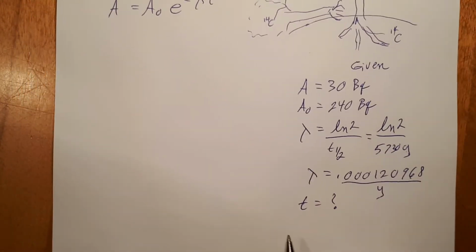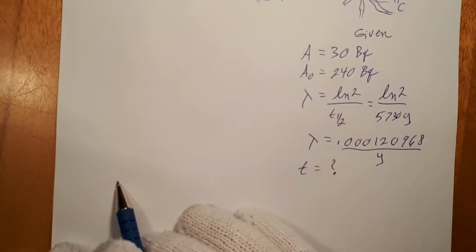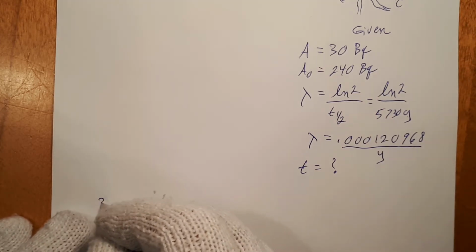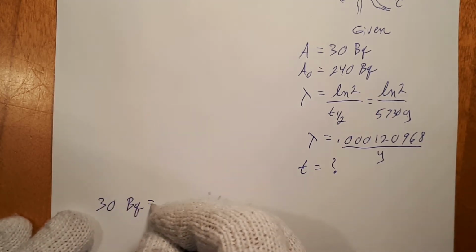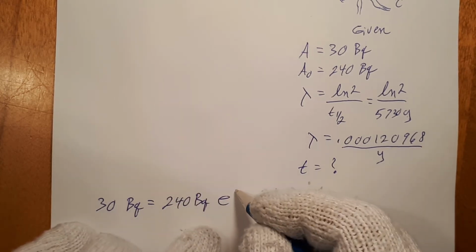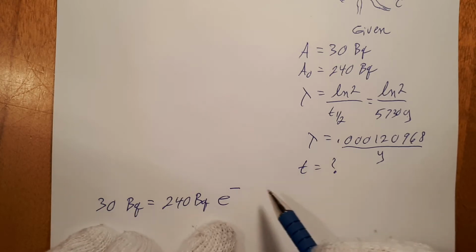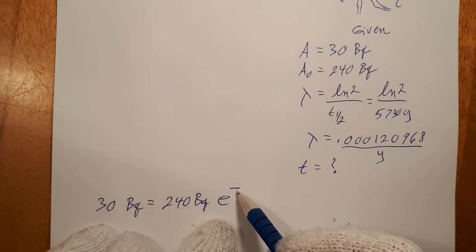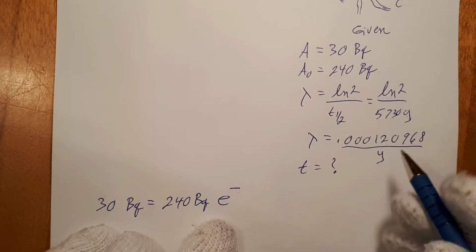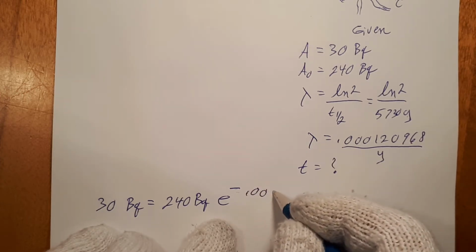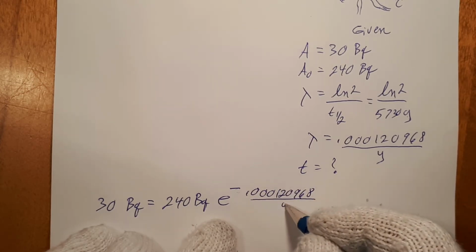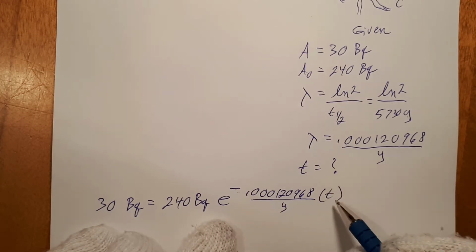I'm going to do down here, putting in the values of A, 30 becquerel, is equal to A naught, 240 becquerel, e to the minus, and if there's a mistake made, it's made right here by not including the minus lambda. Our value for lambda is this term per year times the time. That's what we are seeking.